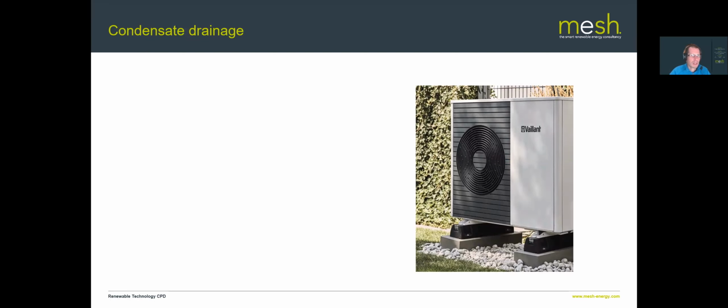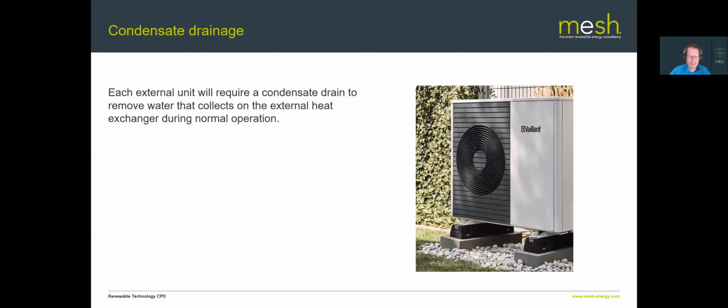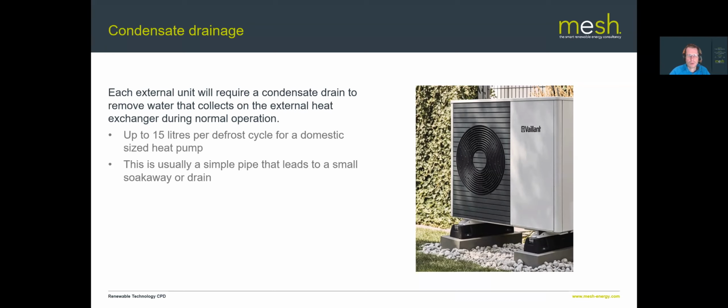So the last little bit in this specification section is about condensate drainage. So here's our little Vaillant heat pump. You can see it's stood on two little concrete plinths with a soakaway underneath. And that's because the external unit will always need to have a condensate drain. I mentioned it earlier, but just to give you an idea of the amount of water, we can be talking up to 15 litres of water from a domestic sized heat pump per defrost cycle. Typically, domestic sized heat pumps would probably defrost once an hour. So you could be looking at around 15 to 20 litres per hour in some conditions. Obviously, atmospheric conditions will vary that quite a lot.